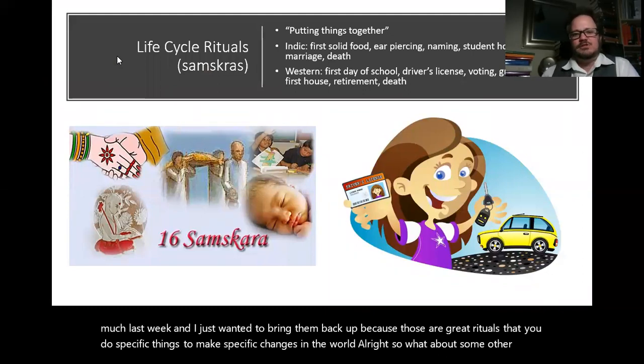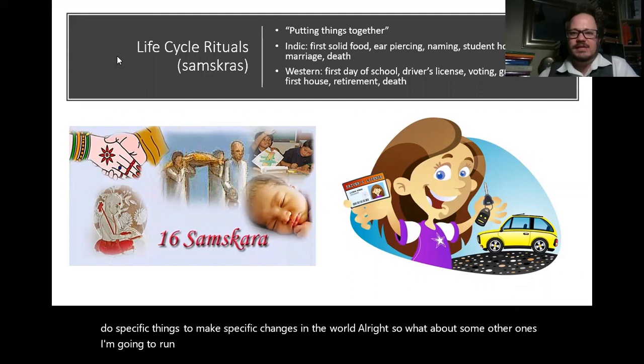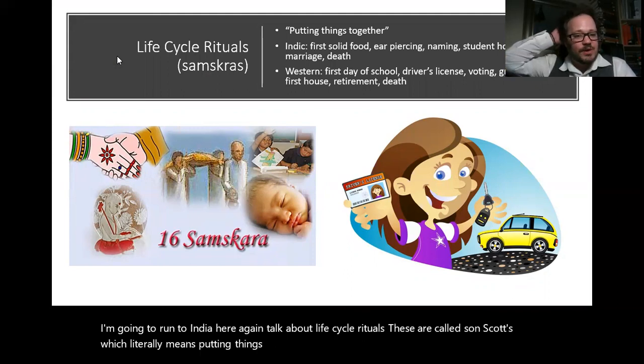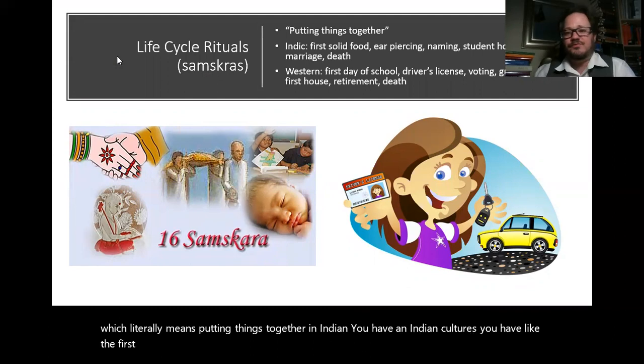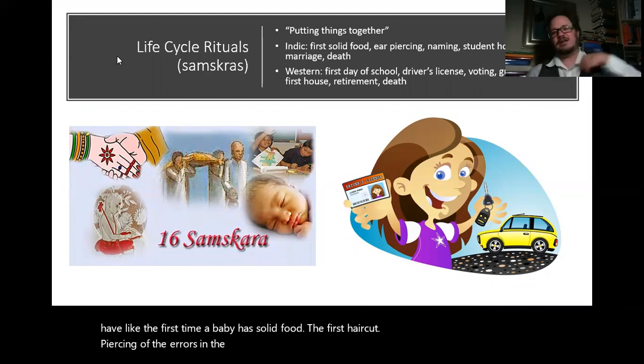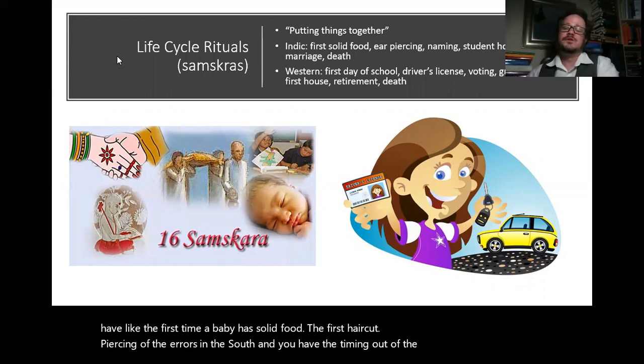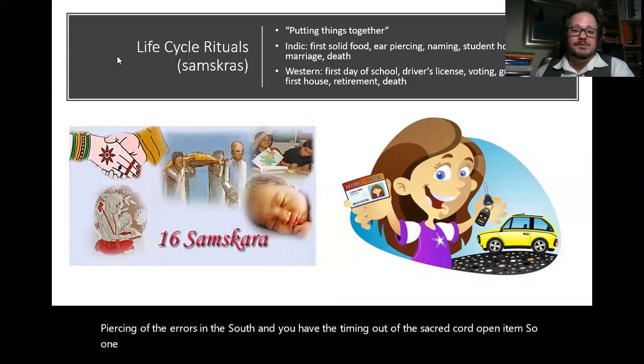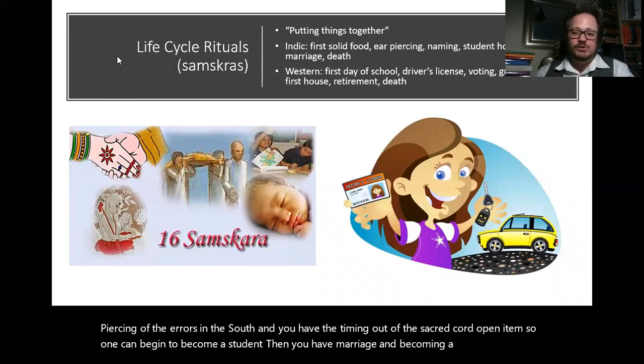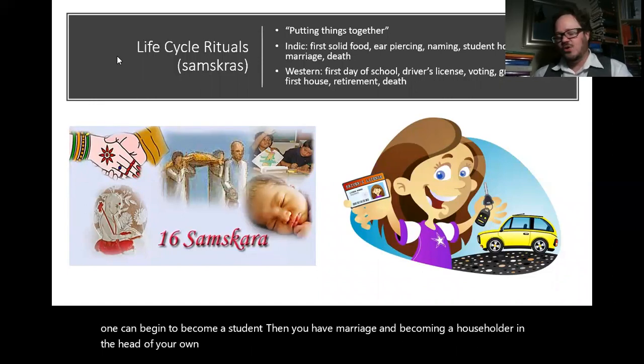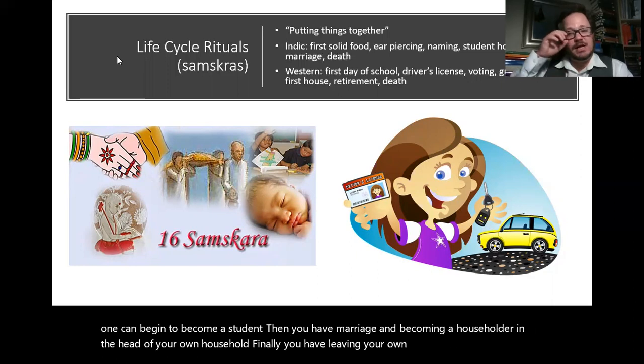I'm going to run to India here again, to talk about life cycle rituals. These are called sanskaras, which literally means putting things together. In Indian cultures, you have the first time a baby has solid food, the first haircut, the piercing of the ears in the south. Then you have the tying on of the sacred cord, upanayanam, so one can begin to become a student. Then you have marriage and becoming a householder and the head of your own household. Finally, you have leaving your own household and turning it over to your son.